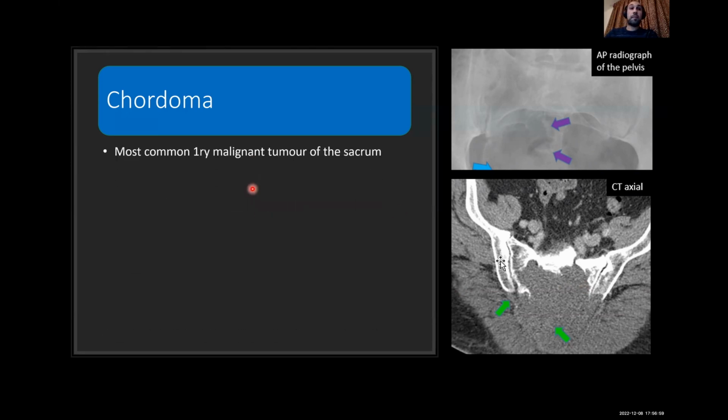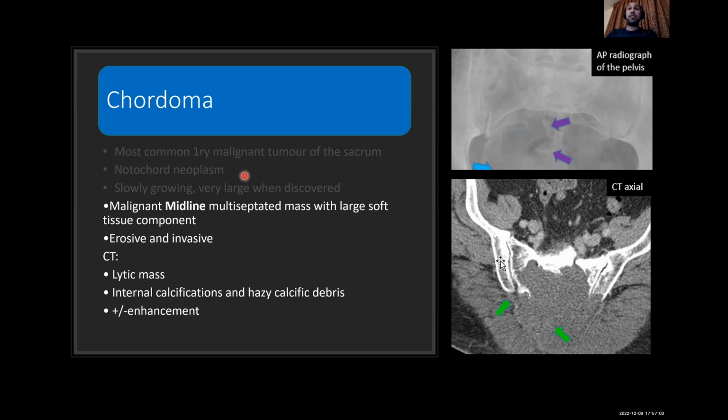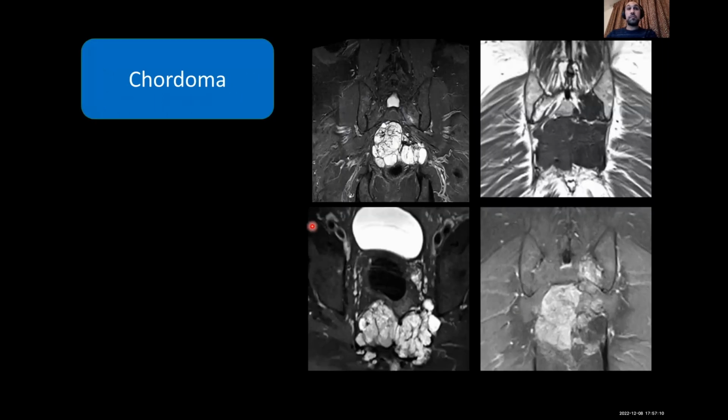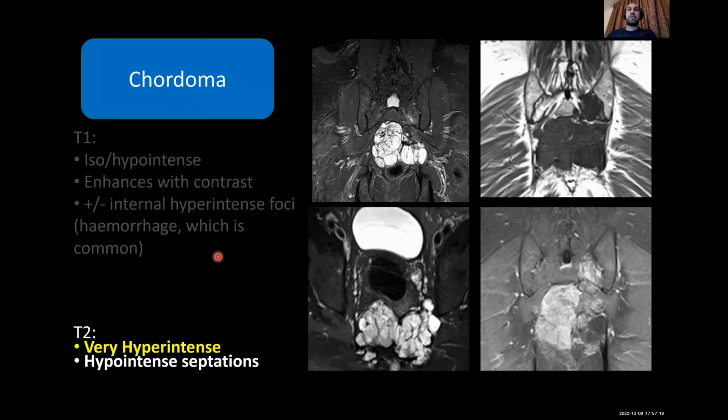This is the most common primary malignant tumor of the sacrum, most commonly in the sacrum, this large lytic lesion. Here are other examples of chordoma: low T1 signal, high T2 signal, and enhancing avidly in post-contrast sequences.